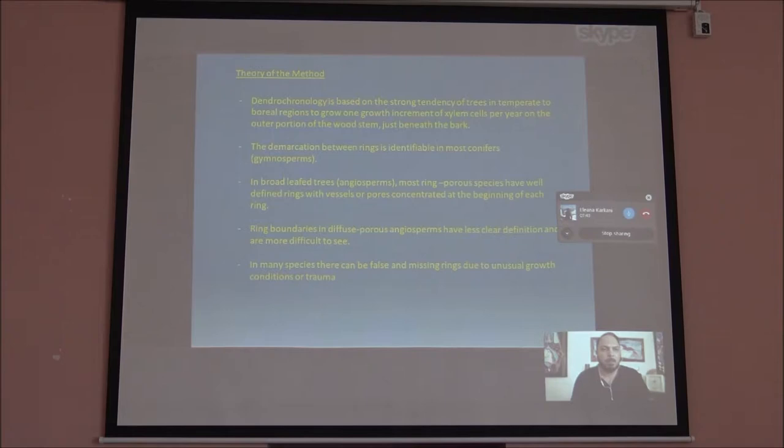Let's see a little bit about the theory of the method. So dendrochronology is based on the strong tendency of trees in temperate and boreal regions to grow one growth ring of xylem cells per year on the outer portion of the wooden stem, just beneath the bark. The demarcation between rings is identifiable in most conifers. In broadleaf trees, angiosperms, most ring-porous species have well-defined rings with vessels or pores concentrated at the beginning of each ring. Ring boundaries in the diffuse porous angiosperms have less clear definition and are more difficult to see. In many species, there can be false and missing rings due to unusual growth conditions or trauma.